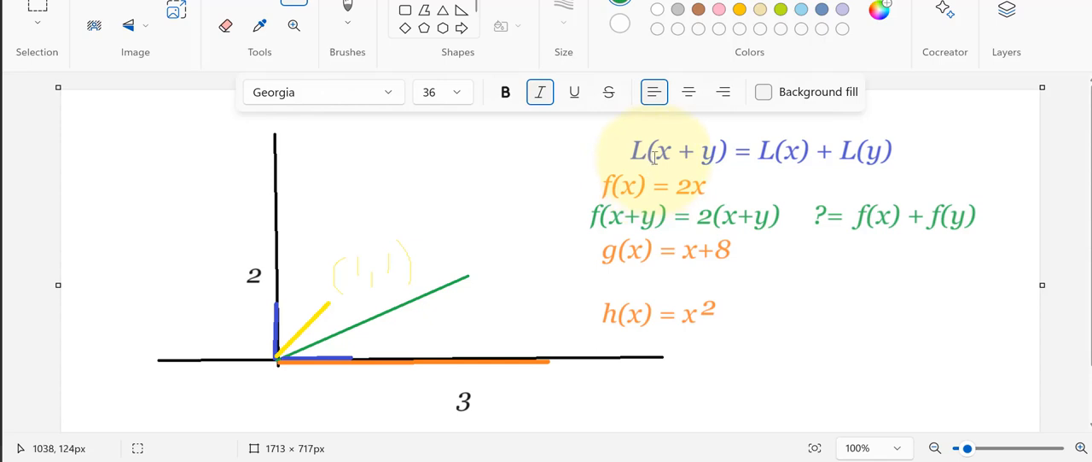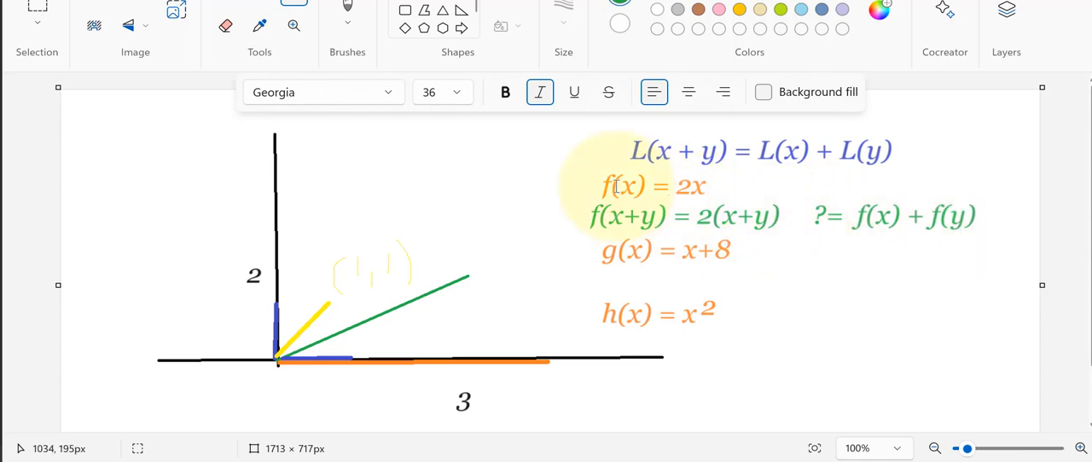We want to know if we take L of x plus y, that is f of x plus y, which of course is equal to 2 times x plus y, is that equal to f of x plus f of y? Well, what is f of x plus f of y? It's 2x plus 2y. So is this equal to 2x plus 2y? And of course it is. This is 2 times x plus y, so it's equal to 2x plus 2y. So in this case, f of x plus y is equal to f of x plus f of y.